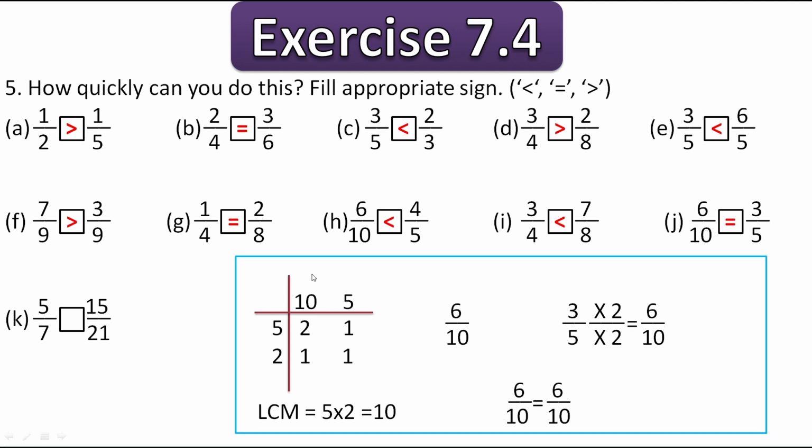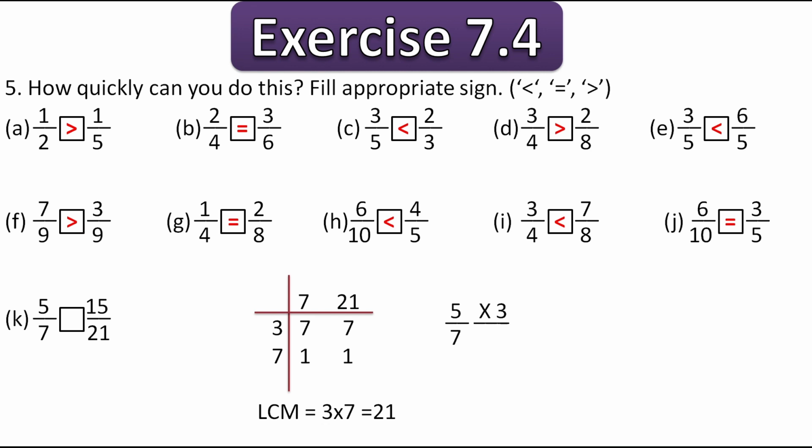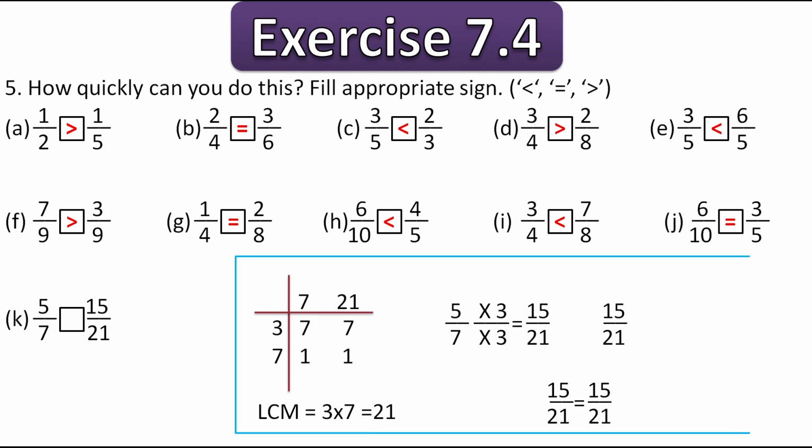Now here we have again different numerators as well as different denominators. So let's find the LCM of 7 and 21. Okay, so 7 will remain as it is. 3 7s are 21 and 7 1s are 7. Okay, so the LCM is 3 sevens are 21. Okay, so we have to take this first fraction and multiply with 3 because 7 3s are 21. We are getting the answer as 15 upon 21, and the next fraction is also 15 upon 21, which both are equal. So 5 upon 7 is equal to 15 upon 21.